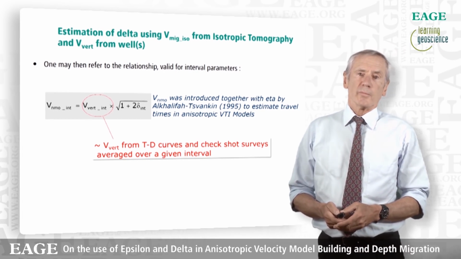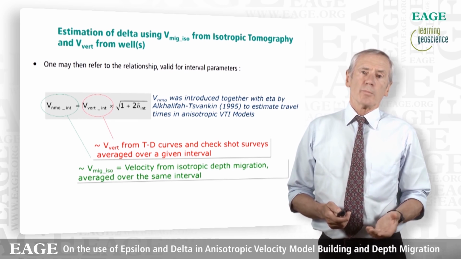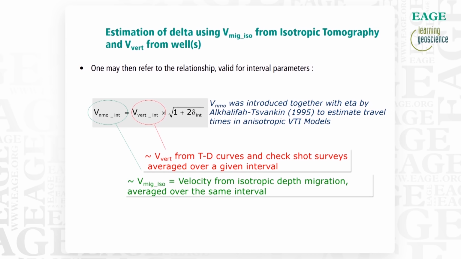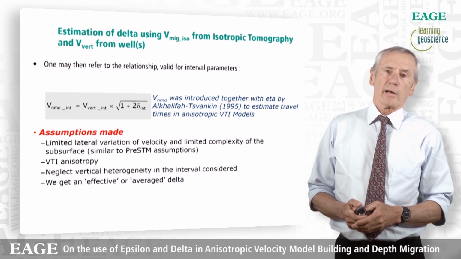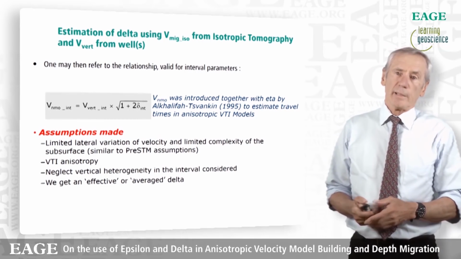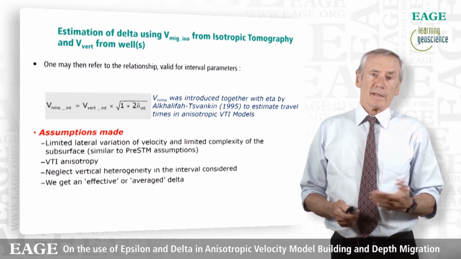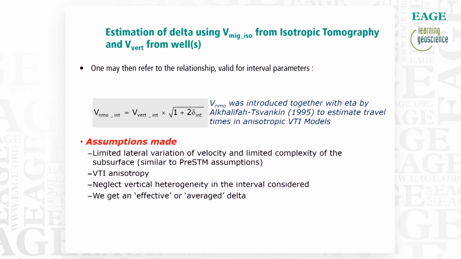V vertical would come from borehole control. VNMO might come from the isotropic result that we just got earlier, and we may derive delta from that. We should realize that when we use these equations, we make the following assumptions. Firstly, that there are limited lateral variations of velocity and limited complexity of the subsurface. This would work for VTI anisotropy only. We neglect in some way vertical heterogeneity in the interval considered, and we get an effective or average delta, question mark whether this is a real propagation parameter.